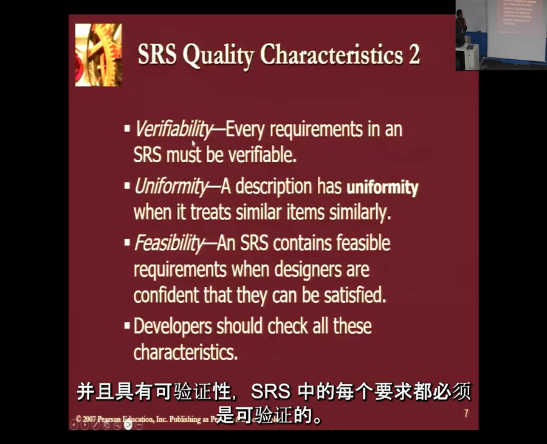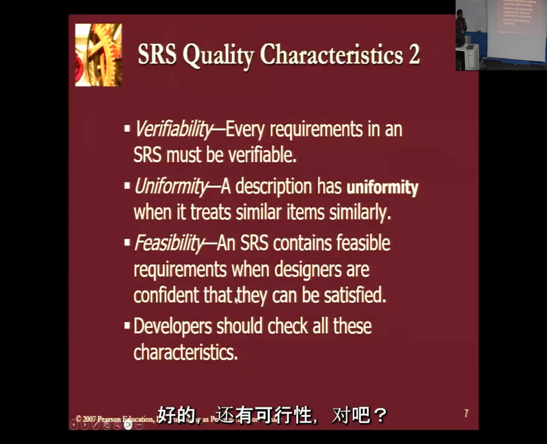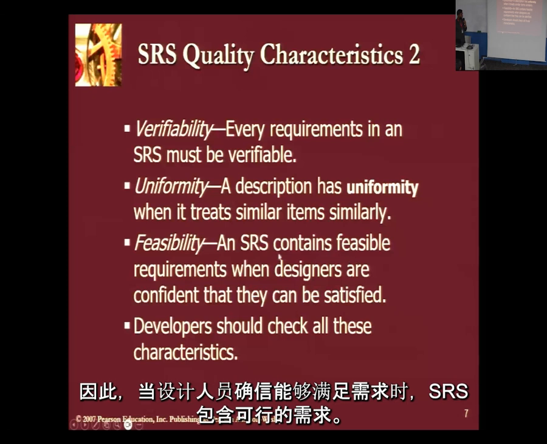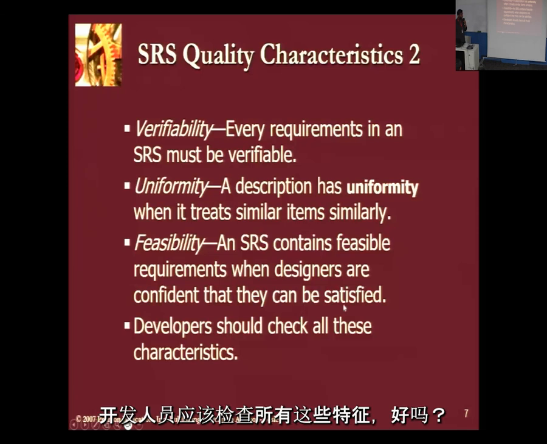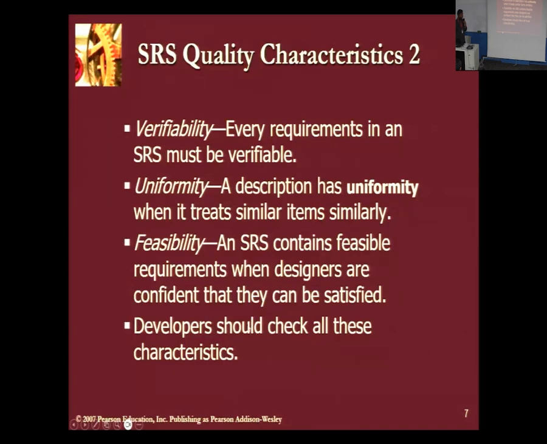And you have verifiability. Every requirement in an SRS must be verifiable. And uniformity. A description has uniformity when it treats similar items similarly. And feasibility. There are many feasibilities, in terms of technical, financial. An SRS contains feasible requirements when designers are confident that they can be satisfied, and developers should check all these characteristics. When it comes to checking these characteristics, mostly developers will do it.